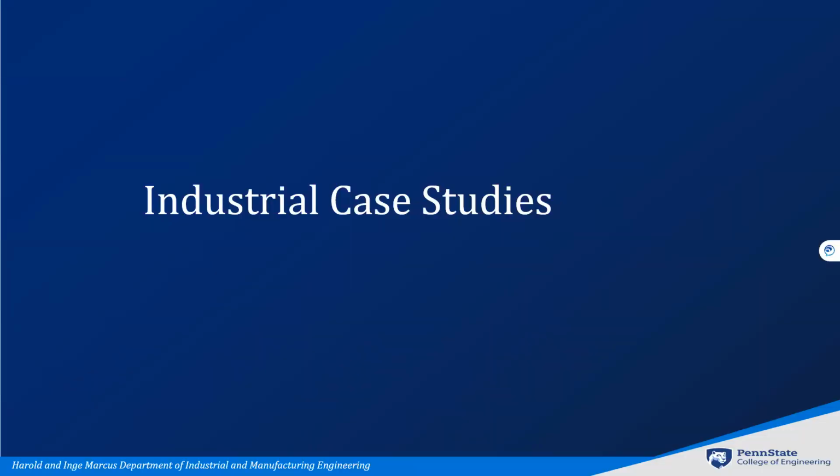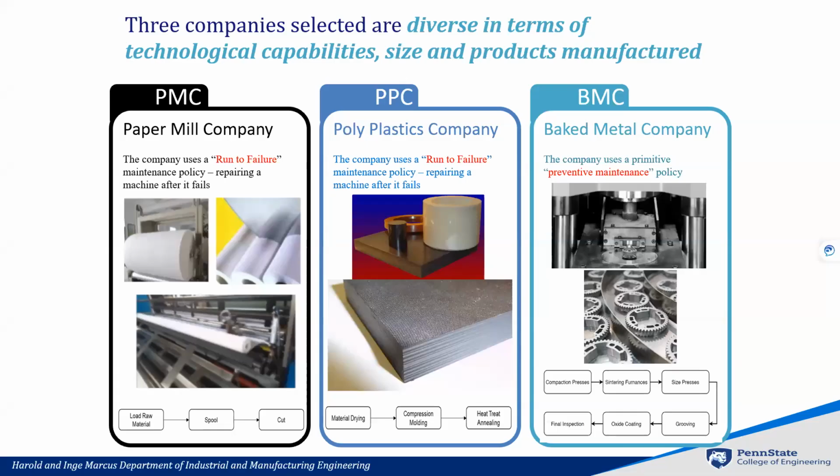So next I'll talk about case studies that we did with 3 companies. They are from different types of manufacturing verticals. One is a paper company that made paper products. They had a strategy of really run to failure. They would let the machine run, let it fail, and then fix it. So the machine would be down till they got the spares and got the maintenance techs to fix it.